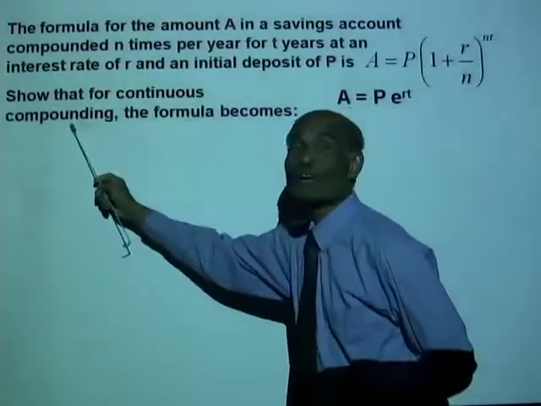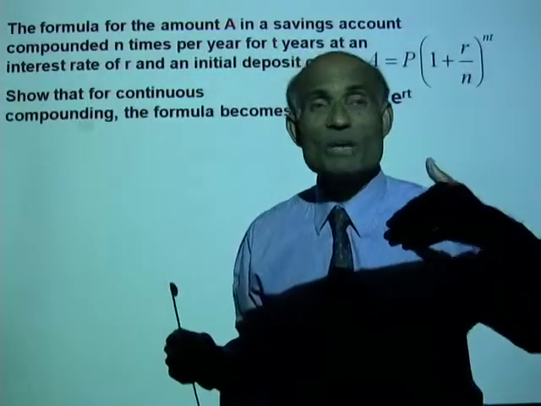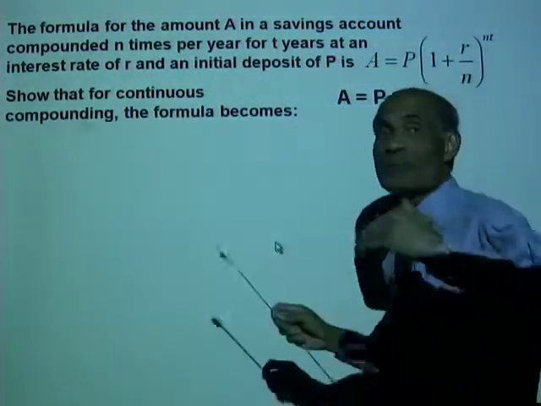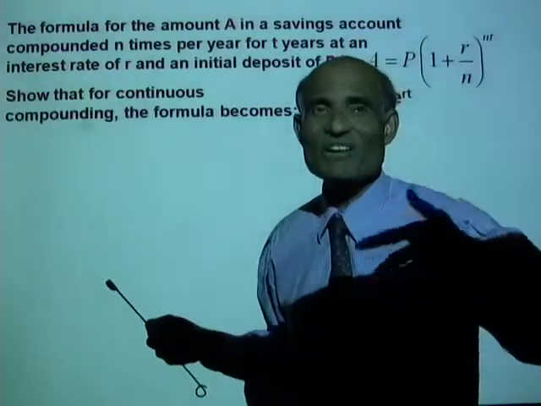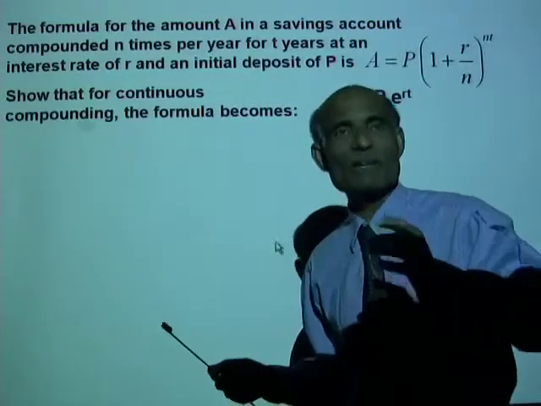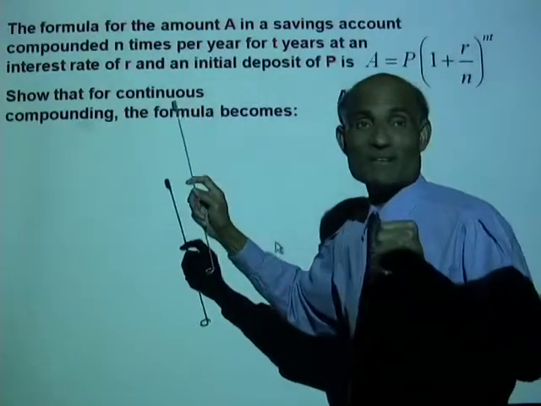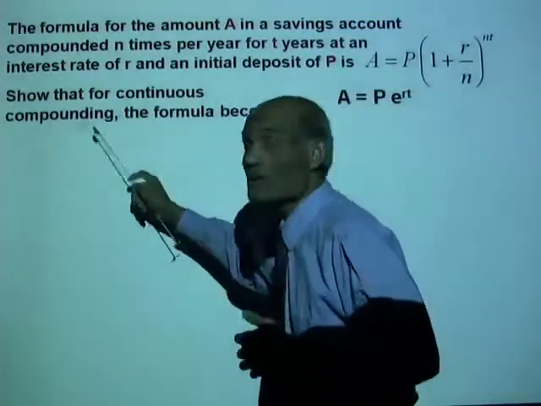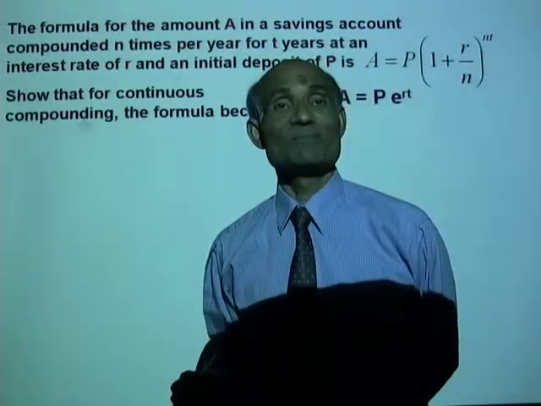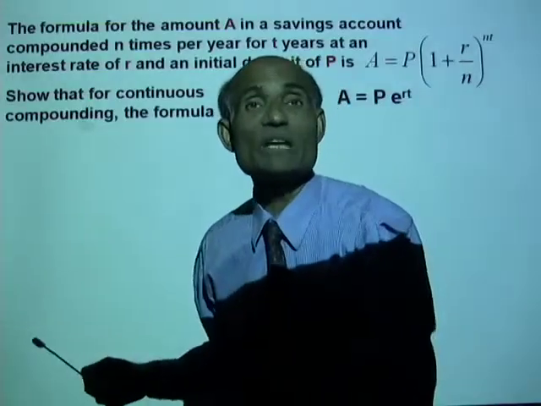Now show that for continuous compounding. What's the meaning of continuous compounding? It means interest is calculated continuously. If n is the number of times the interest is calculated, for example, if the interest is calculated 6 monthly, then n equals 2. Is that right? But if the interest is compounded continuously, what's the value of n? The value of n will be infinite. There will be infinite calculations every year.